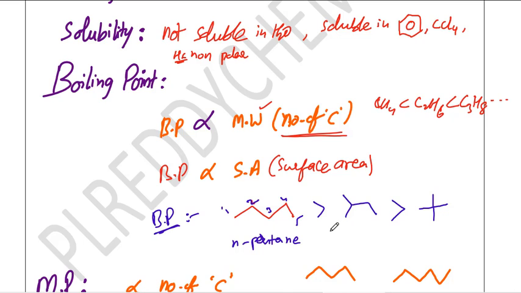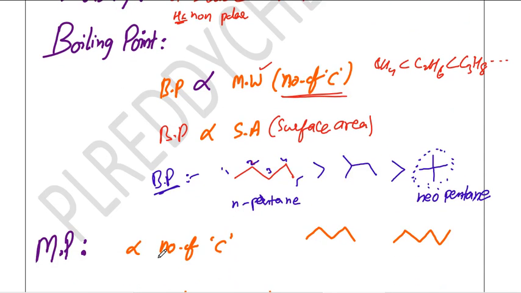See, the number of carbons is the same, even though neopentane has a lower boiling point. Why? Because it is a spherical shape, the surface area is less. So boiling point is directly proportional to surface area.